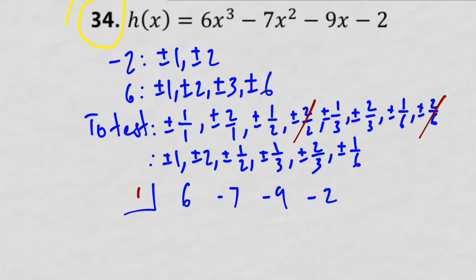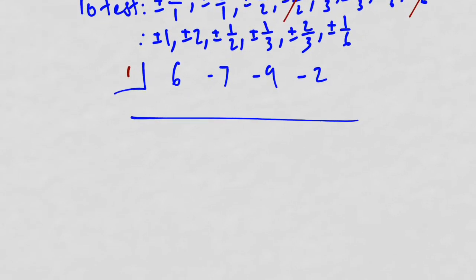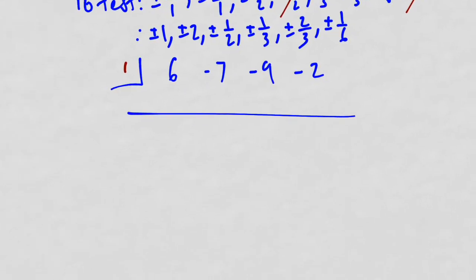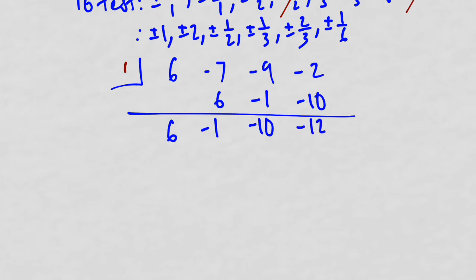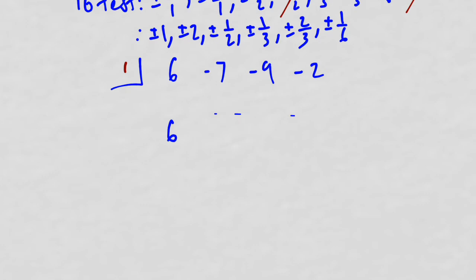All right, let's start with 1. That's going to be our first number. Here we go. Starting with 1. Bring down the 6. 1 times 6 is 6. That's -1. That's -1. That's -10. That's -10. That's -12. So no, it didn't work.